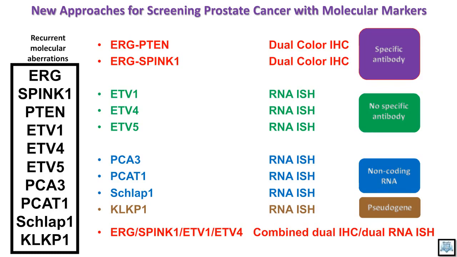Since we have antibodies for ERG, PTEN, and SPINK1, we can actually do dual-color or three-color immunohistochemistry, combining ERG and PTEN, or ERG and SPINK1, or SPINK1 and PTEN. You can do these combinations, and we have published this work. For ETV1, ETV4, and ETV5, we have to perform RNA hybridization. Similarly, for all the non-coding RNA targets, we have to use only RNA hybridization.